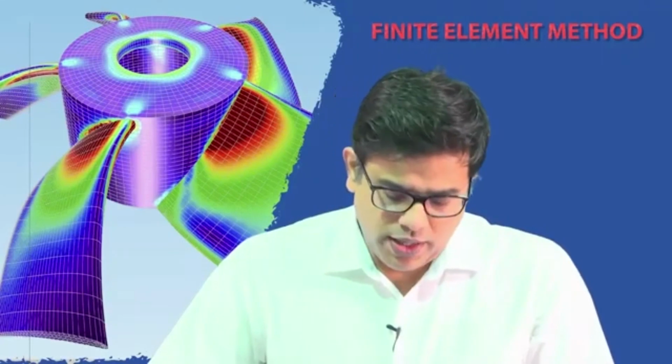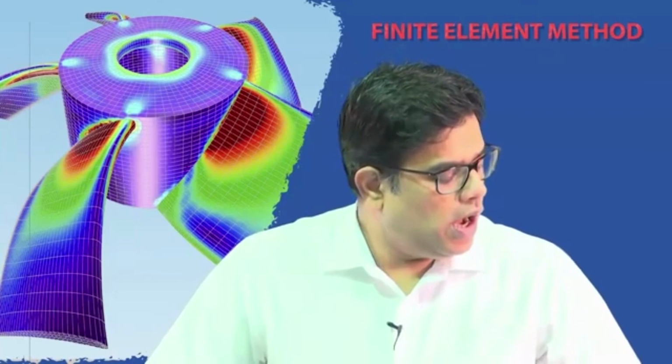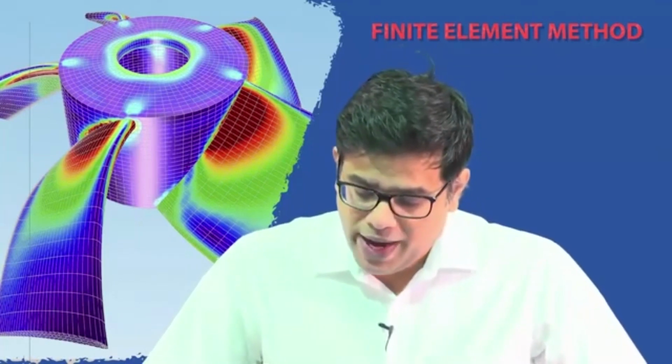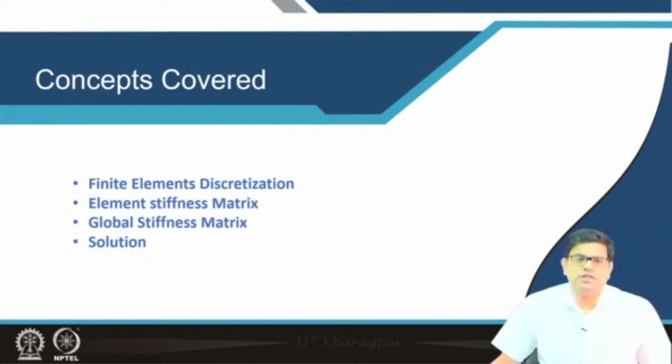Welcome. So we are in lecture 15. Here we were studying in this module the axial bar problem and the finite element discretization of the axial bar problem. What I have planned is that we will continue with the finite element discretization, especially the element stiffness matrix, and how to construct it. In the last class we also discussed the global stiffness matrix, but I will just briefly touch upon it and then we will talk about the solution.